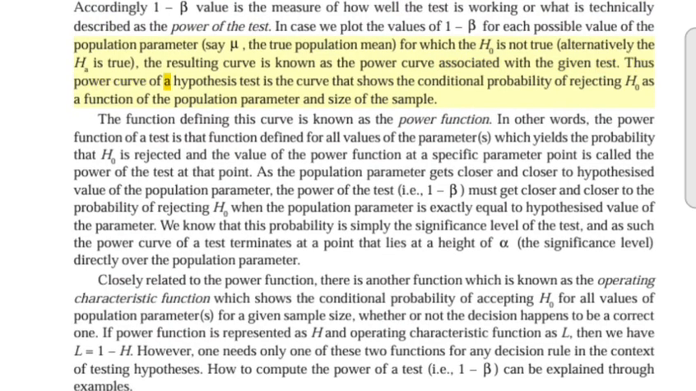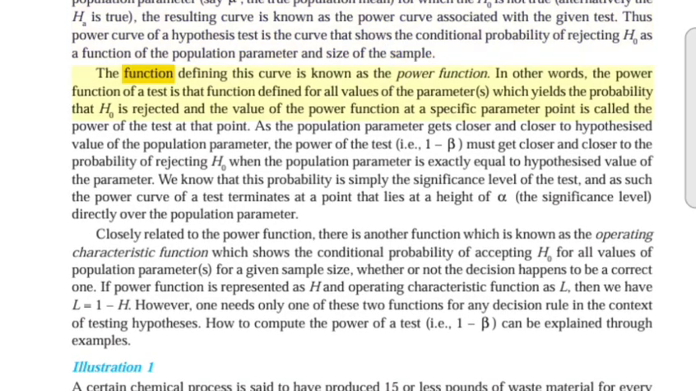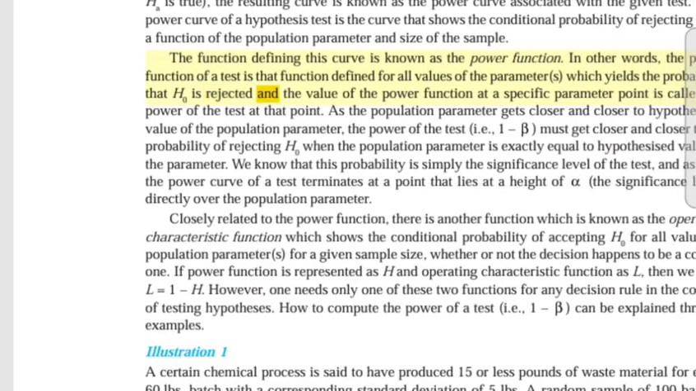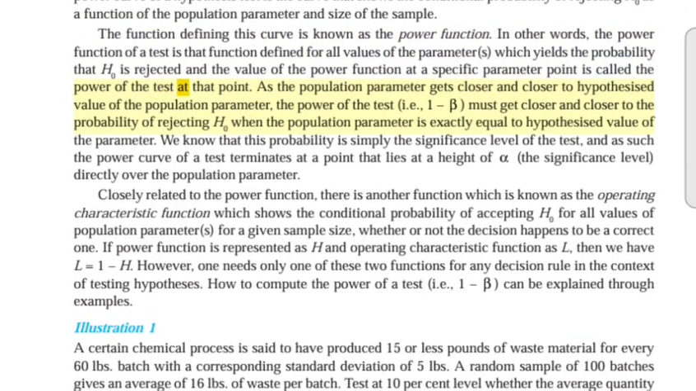Thus, the power curve of a hypothesis test is the curve that shows the conditional probability of rejecting H0 as a function of the population parameter and size of the sample. The function defining this curve is known as the power function. In other words, the power function of a test is that function defined for all values of the parameters which yields the probability that H0 is rejected, and the value of the power function at a specific parameter point is called the power of the test at that point.